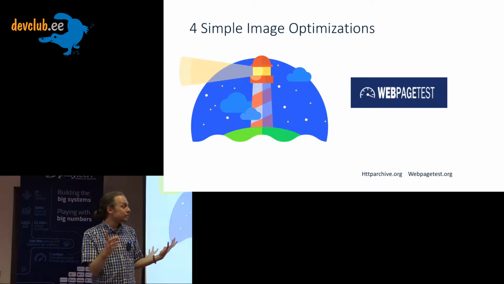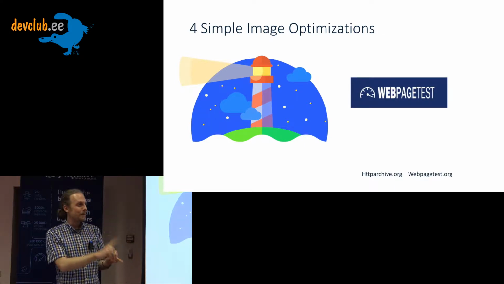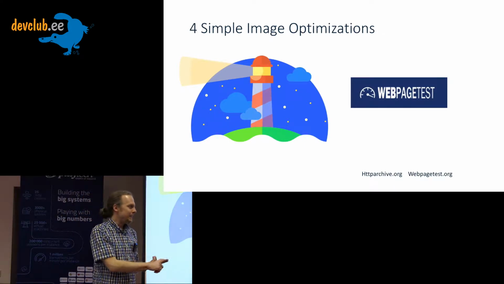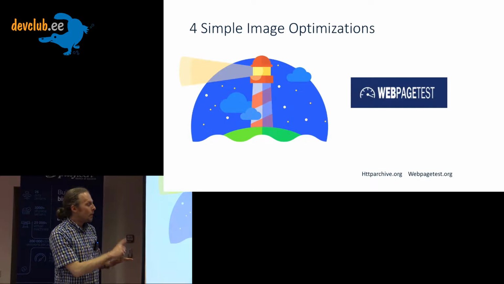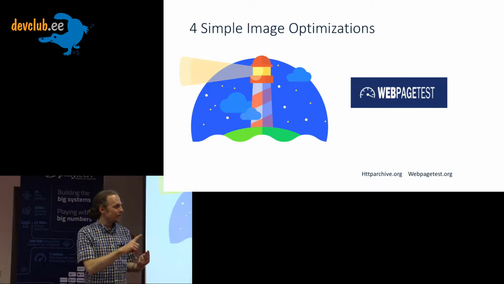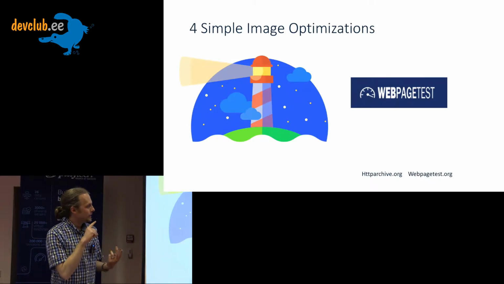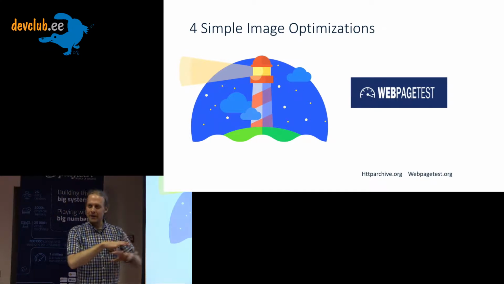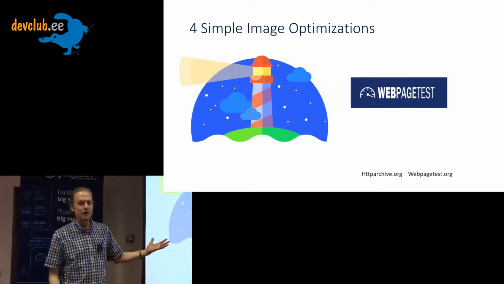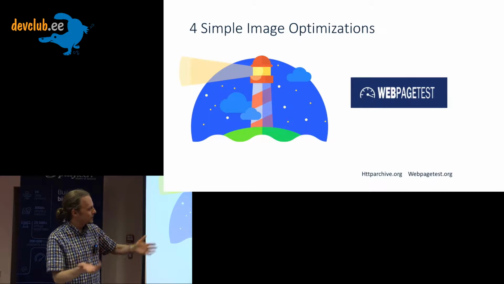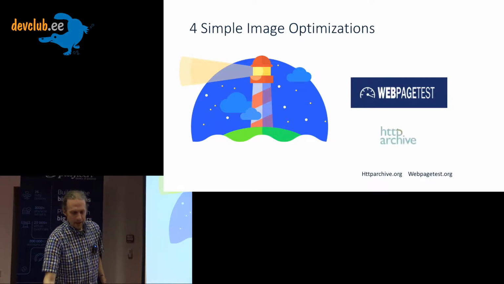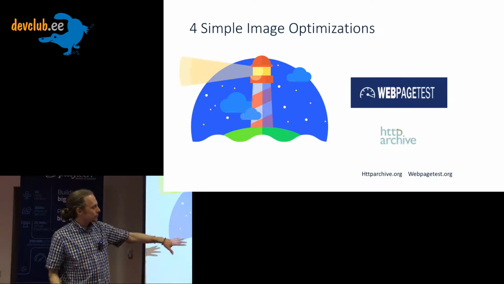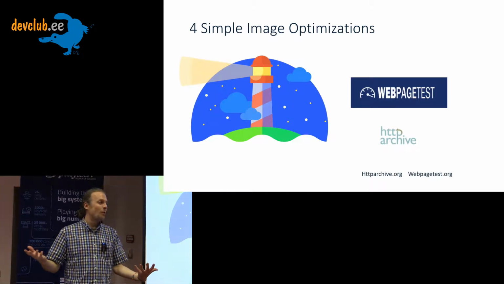You can test in locations all around the world, so you can load your web page in America, in Europe, in Asia. You can use mobile devices, Android, iOS, you can use Chrome, Firefox, Safari, right? Any type of device, you can see how your web page loads. You can slow down the network, speed up the network. It's really awesome.